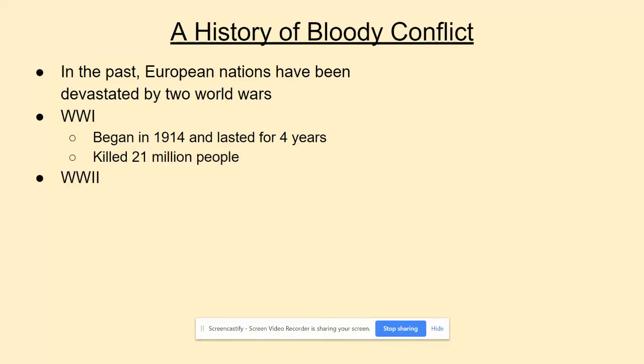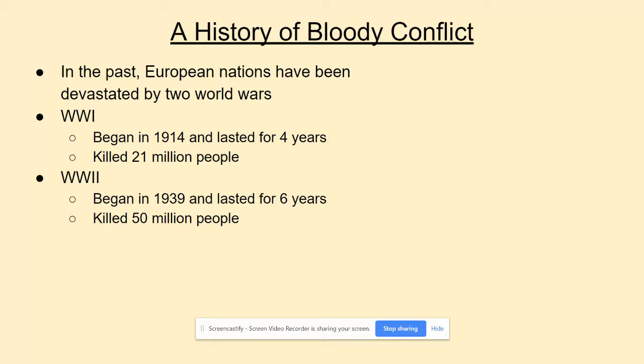And then World War II began shortly after that in 1939, and it lasted 6 years, killing 50 million people. And you can see between those two dates, there wasn't a ton of time to recover after World War I before World War II began.